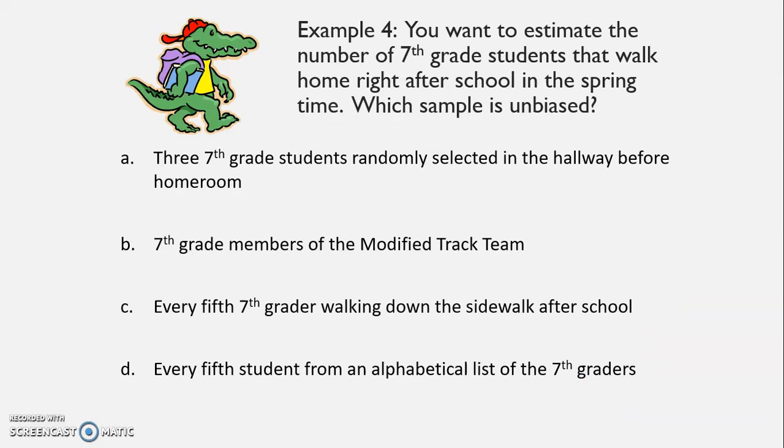Okay, another example, we're going to go through and decide which is biased and unbiased. So you want to estimate the number of 7th grade students that walk home right after school in the springtime. Which sample is unbiased and which samples are biased? So A, 3 7th grade students randomly selected in the hallway before homeroom. Okay, take a second and think about this one. Would it be biased or unbiased?